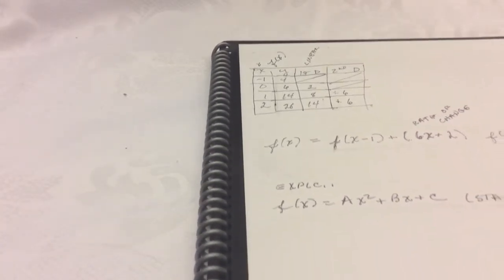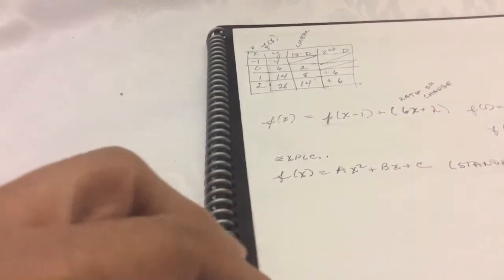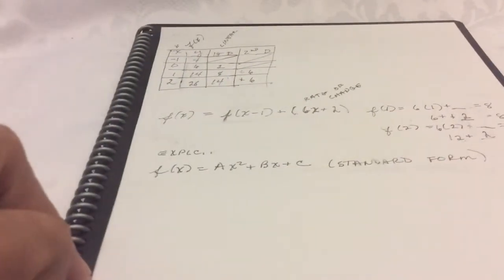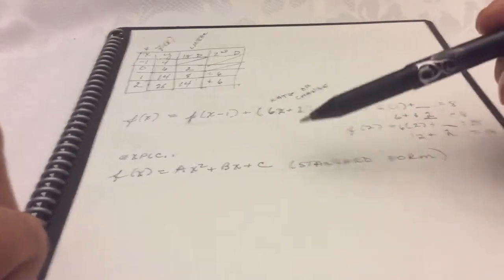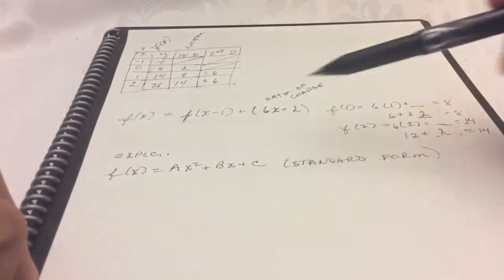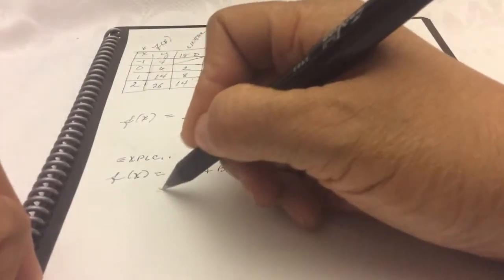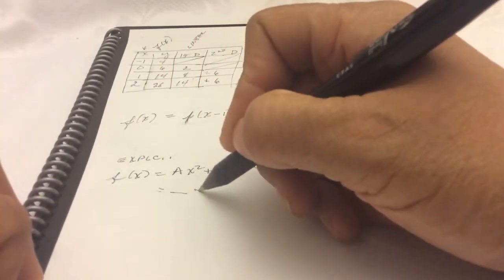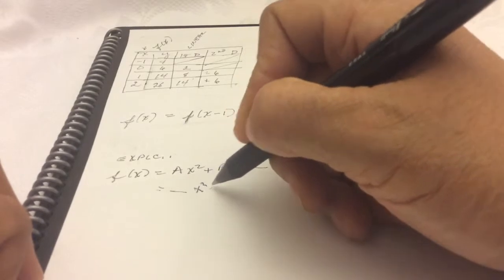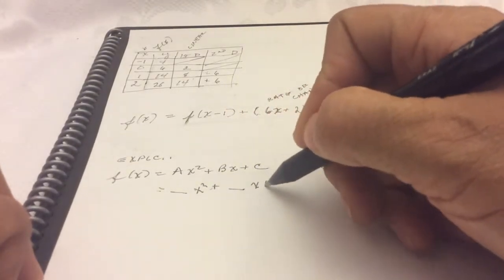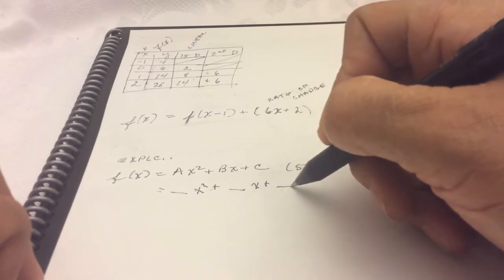Now, to get our explicit term, it's a little bit easier. Notice that our f of x quadratic equation in standard form is ax squared plus bx plus c, which means that we need some value a, x squared, plus some value b times x plus some value c.